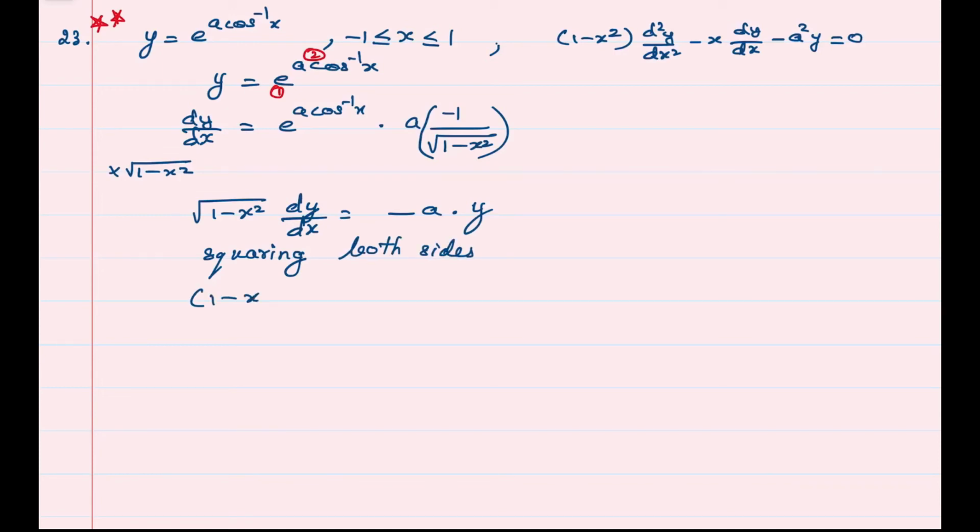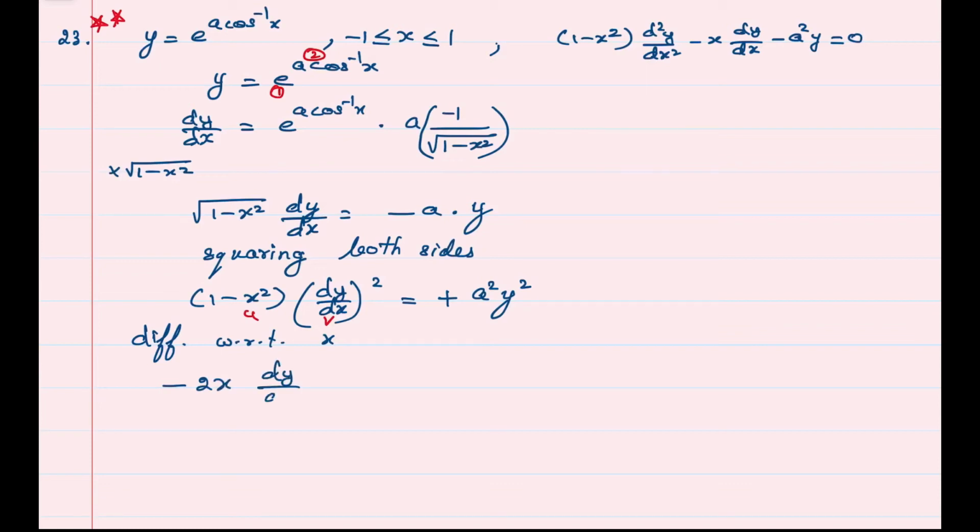We get 1 minus x square times dy by dx the whole square equal to minus will become plus a square y square. Now we will differentiate with respect to x. We will apply the product rule to the left hand side. u dash, derivative of the u term, is minus 2x into dy by dx the whole square, plus u term is 1 minus x square times v dash. To differentiate the v term, the power has to be differentiated first.